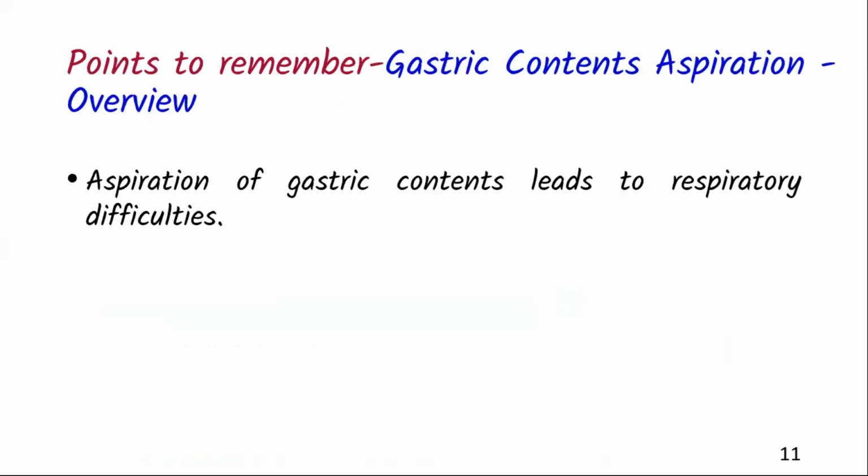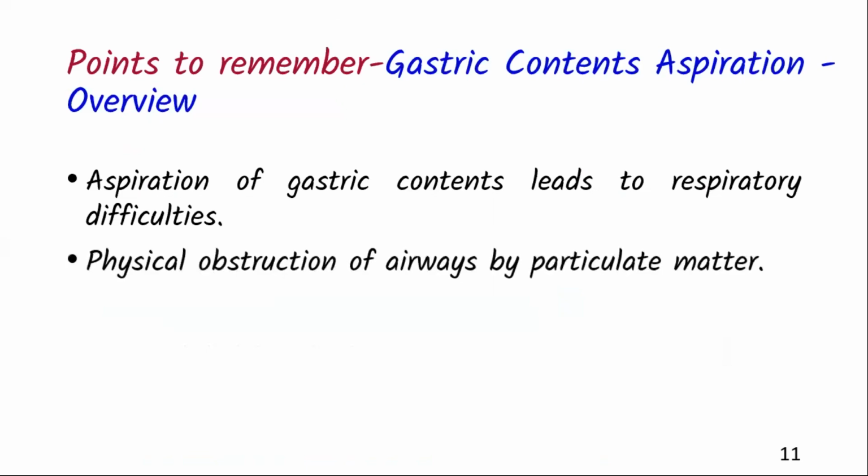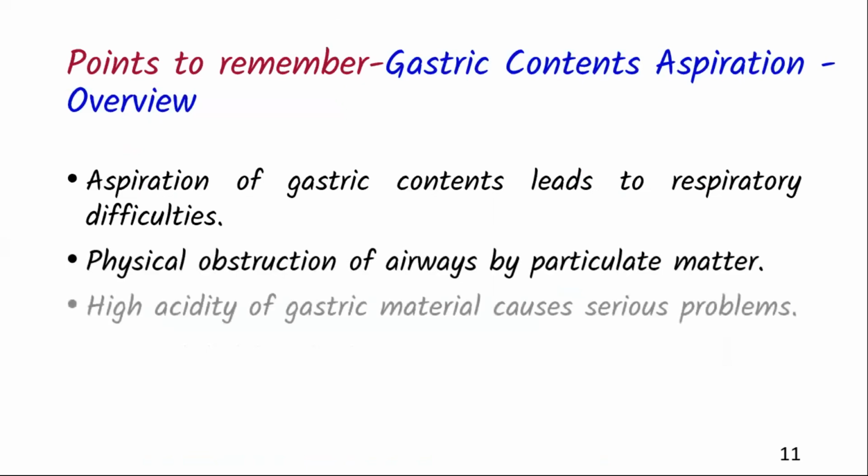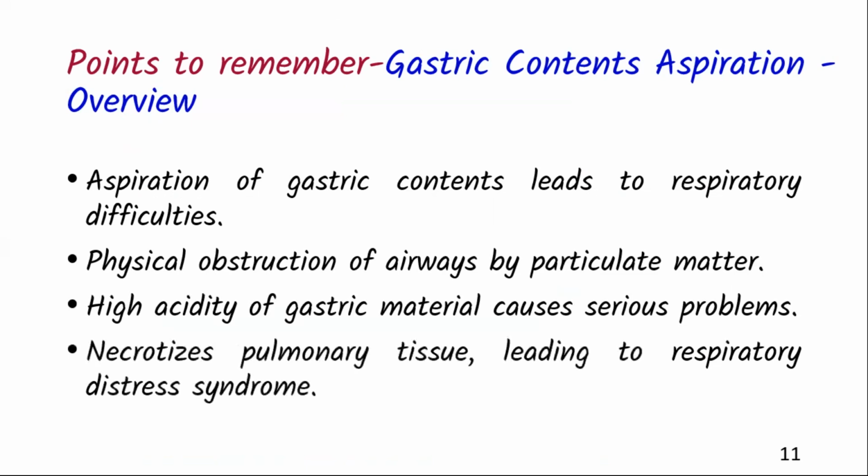Now let's discuss the important points to remember. Aspiration of gastric contents into the lower respiratory tract can cause serious respiratory issues. Particulate matter physically obstructs the airways, but the high acidity of gastric material is more problematic. The low pH of gastric juice quickly damages pulmonary tissue, leading to respiratory distress syndrome.